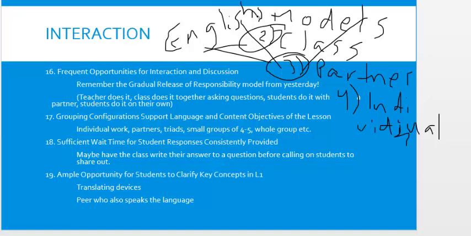Number 19 is just the idea of giving students opportunity to clarify concepts in their first language. L1 means language 1, their first language. So giving them access to translating devices. If there's another peer in the classroom who also speaks the language, letting them sit near them, so if they need to clarify something, they can with their peer. Or if you speak the language, clarifying as well.